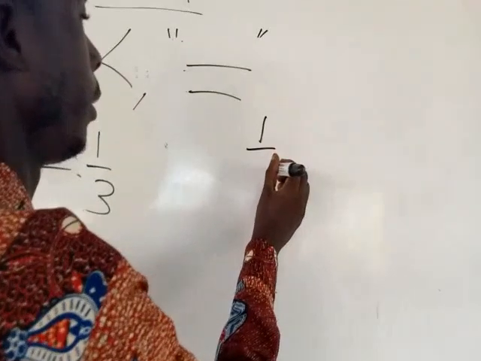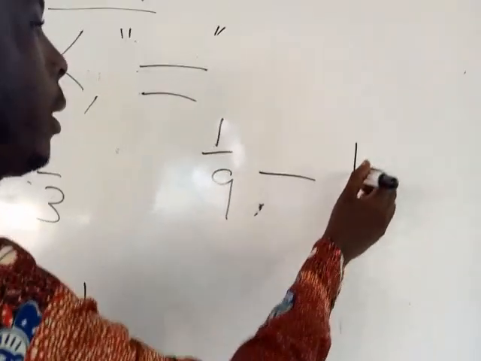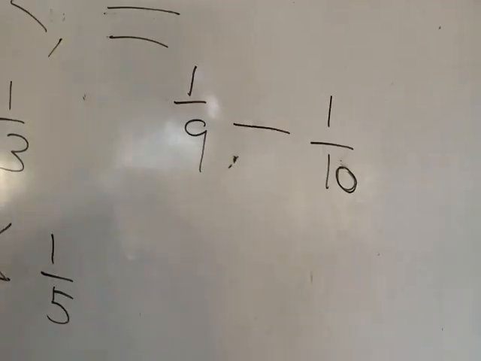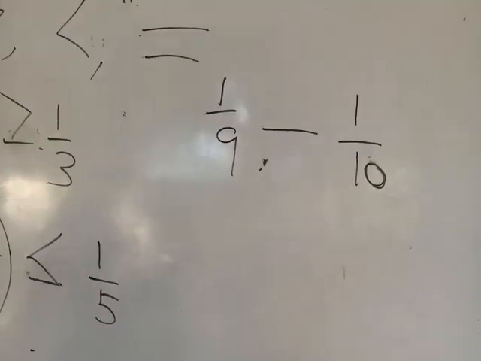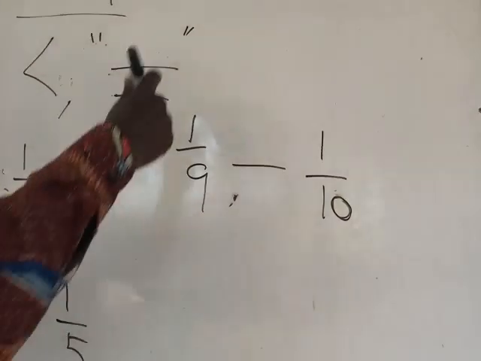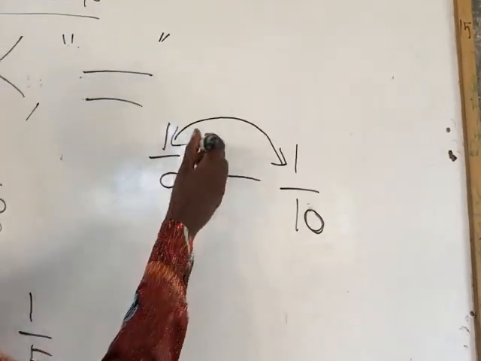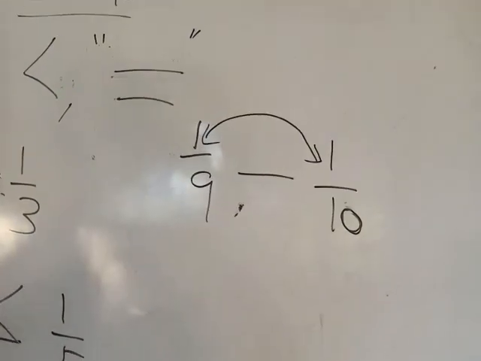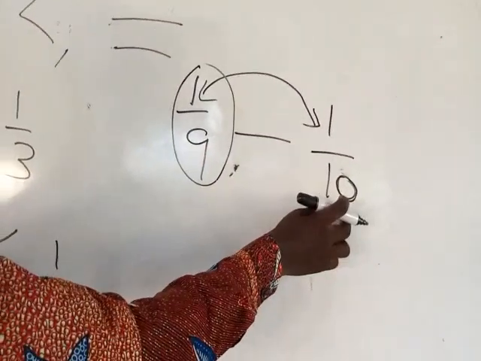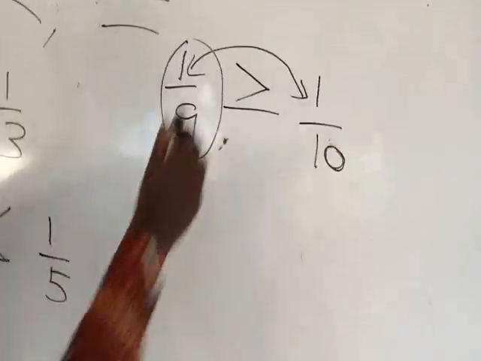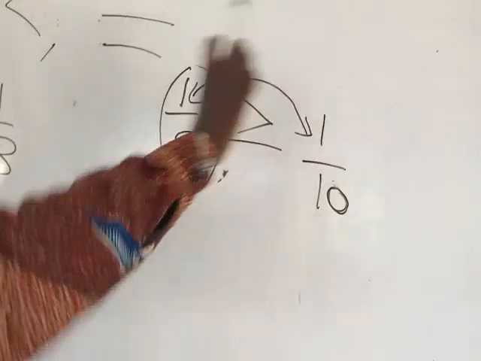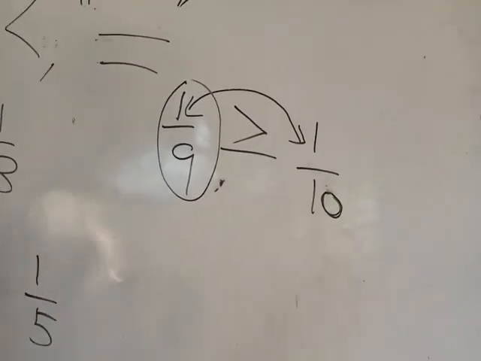Let me take the last example under this. 1 over 9 and 1 over 10. We are having 1 over 9 and 1 over 10. If you are asked to compare using greater than, less than, or equal to, when given same numerators, you ask yourself, what is the least denominator? And the least denominator is 9. This means this fraction is greater than what? This fraction. So greater than. So always the one with the least denominator, when given same numerators, is the greatest fraction.